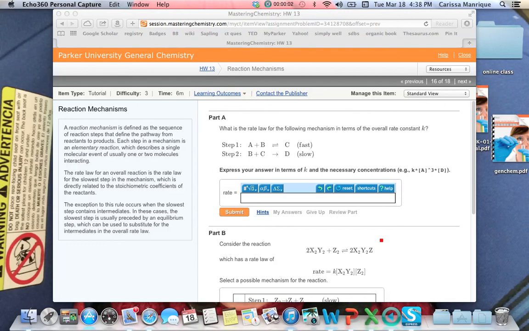Okay, so I had another request for this problem, and let's figure this out here. So this is a mechanism problem, and remember this is chapter 16, or number 16 for me. It might not be that for you, but let's see here. We have: what is the rate law for the following mechanism for the overall constant k?